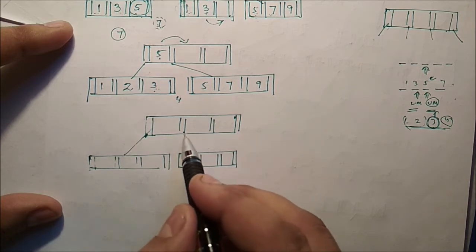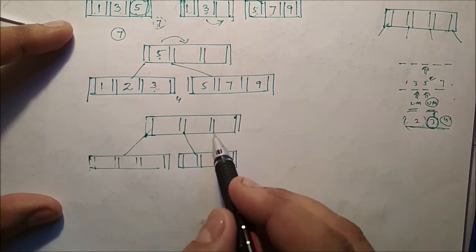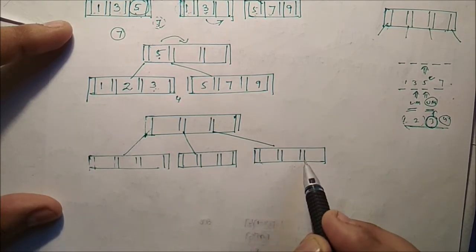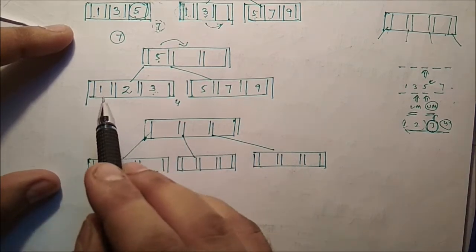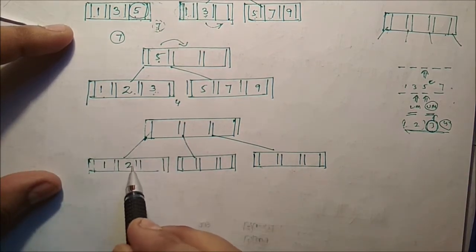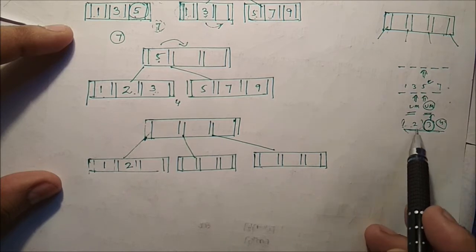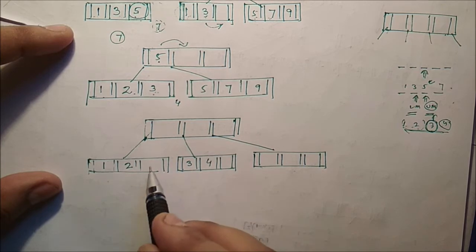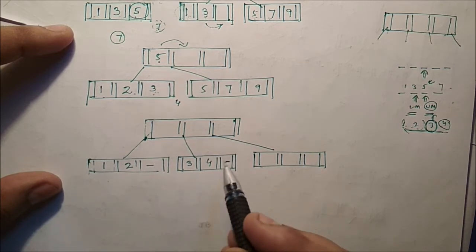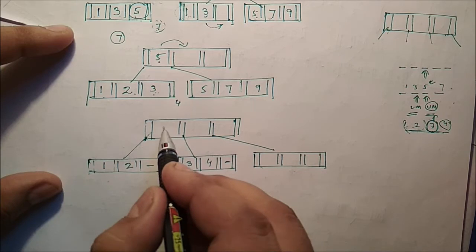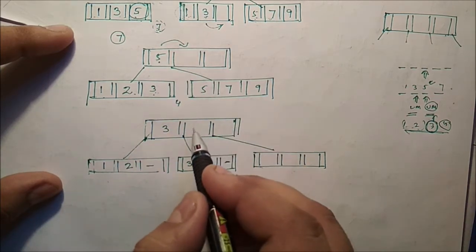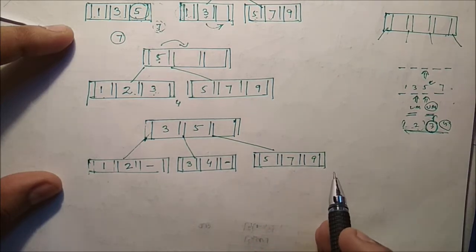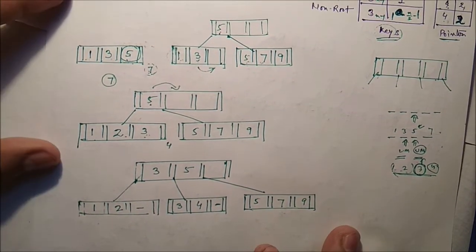This one, and this will be this one. So here 1 and 2 must be there. Now we have to split 1, 2, 3, 4. 1, 2 is there, and it should be 3, 4, and the vacant places are there. Now here we have to move 3 upward. If you move 3 here, you have to shift 5 in this place, and this is our 5, 7, 9. Now remember one thing, this is a B plus tree.